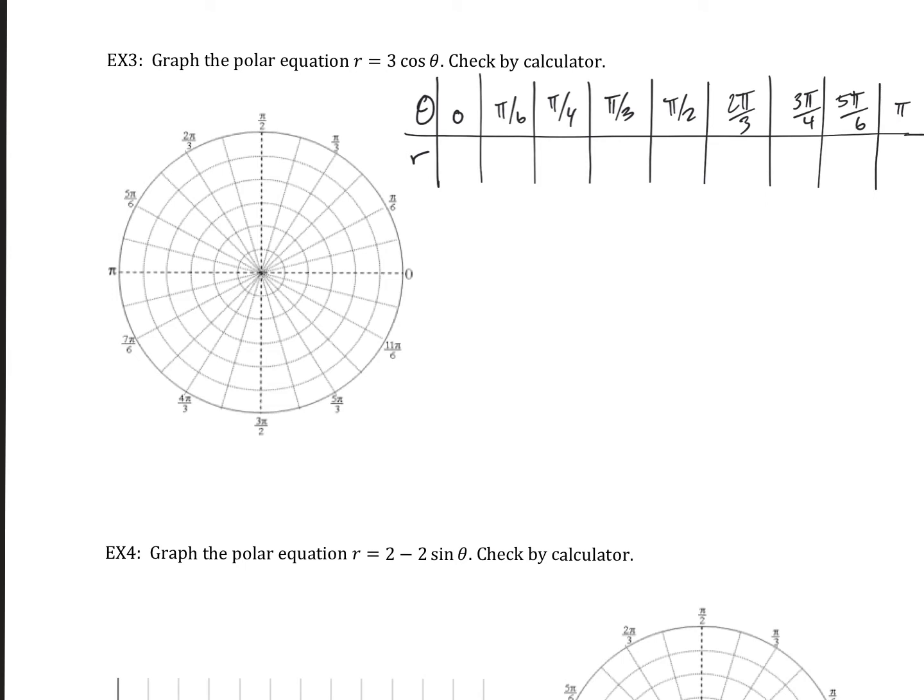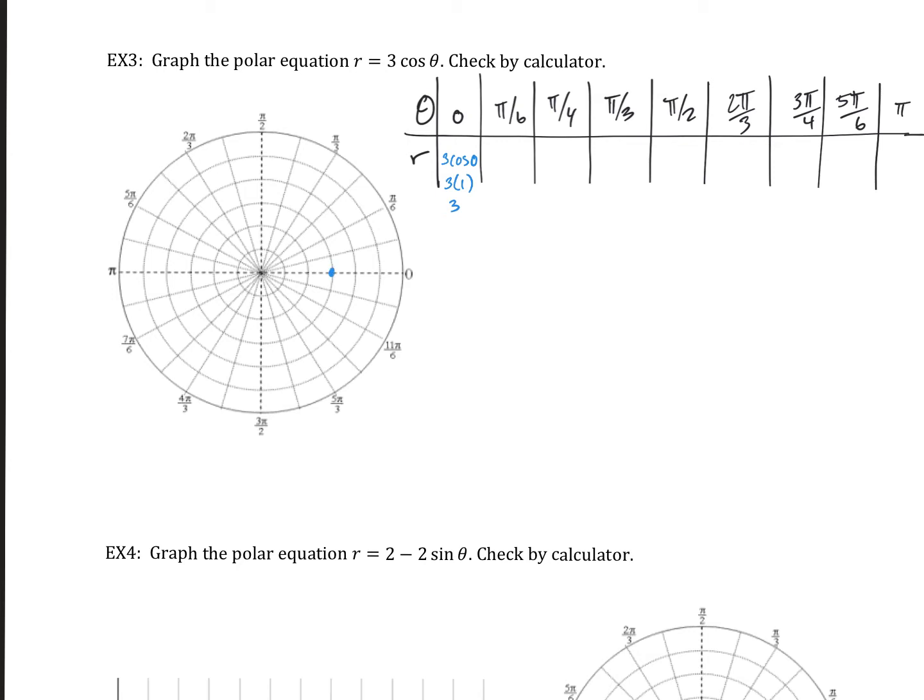I'm going to pause the video and fill this out. Okay, so I filled that out. Now let's calculate the corresponding r values for each of the angles for theta. For the first one, we're going to have 3 times cosine of 0. That's going to end up being 3, because cosine of 0 is 1. That'll be 3 times 1, so we get 3. So let's graph that. We get 0, 3. 1, 2, 3.